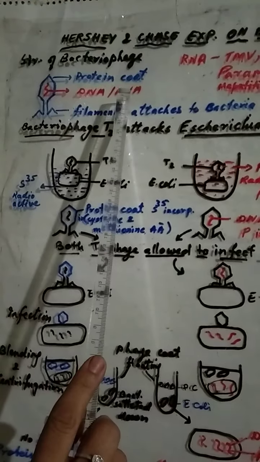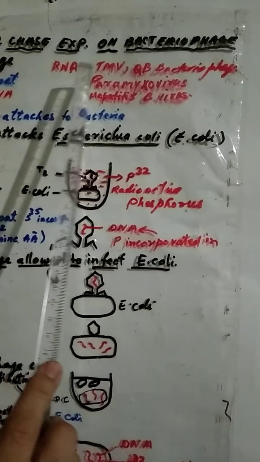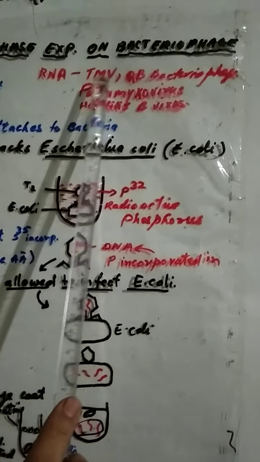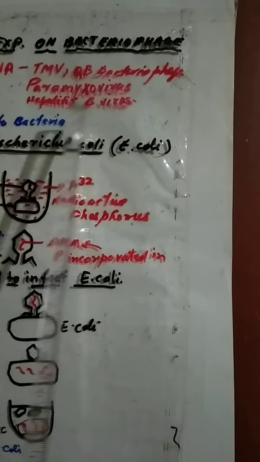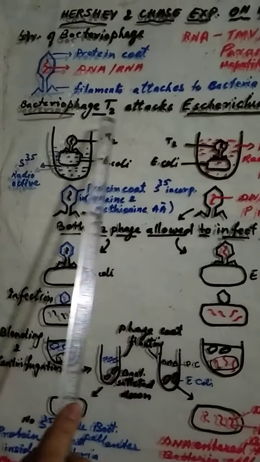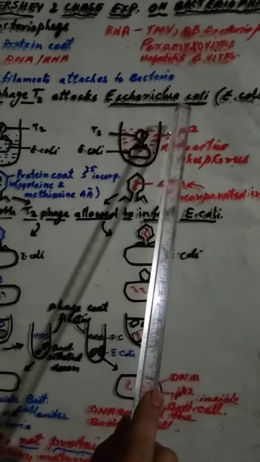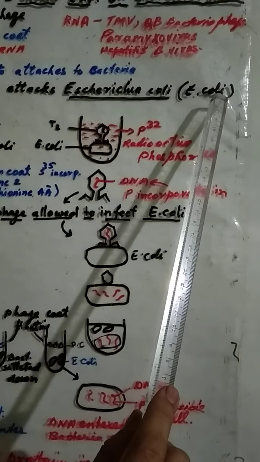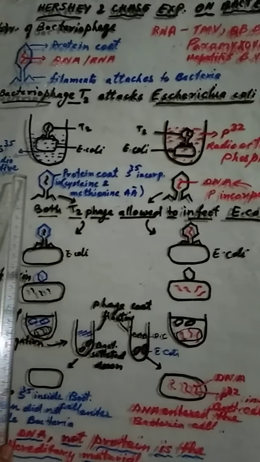If a virus has RNA, then you should know some examples of it. They can be tobacco mosaic virus, or Q-beta bacteriophage, or paramyxovirus, or hepatitis B virus. Now, Hershey and Chase took bacteriophage T2, which attacks Escherichia coli, that is E. coli bacteria, which is seen in the colon of the human intestine.